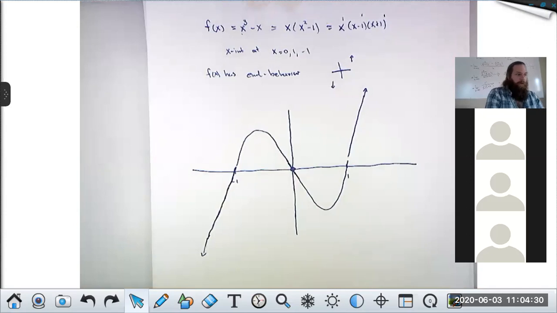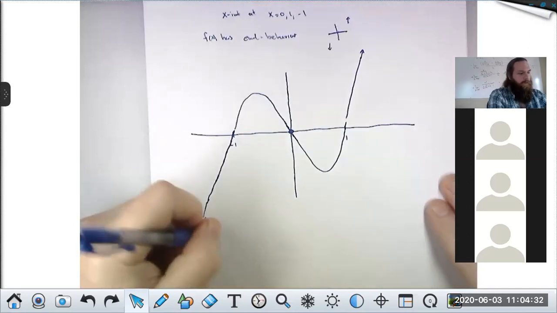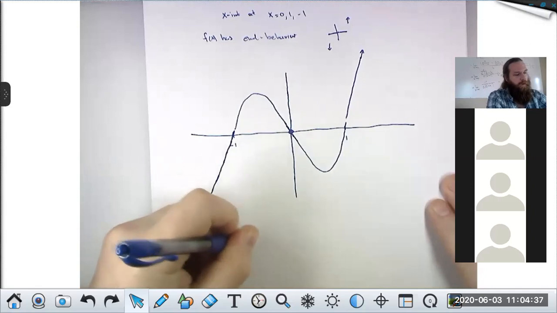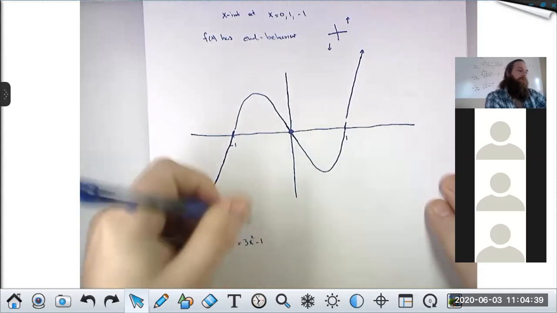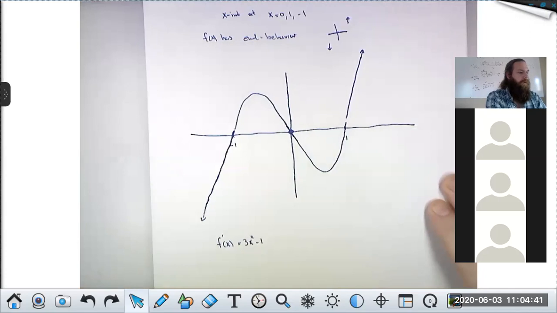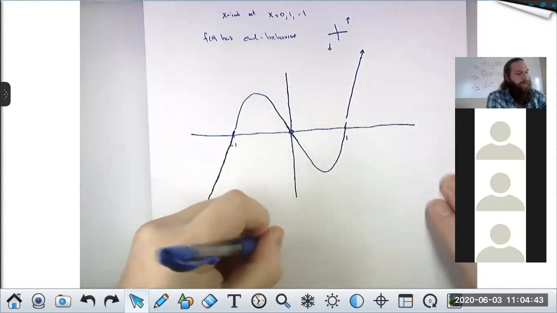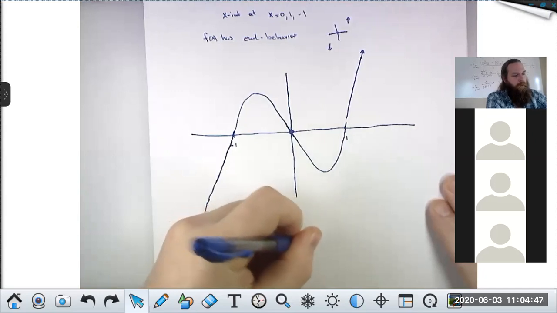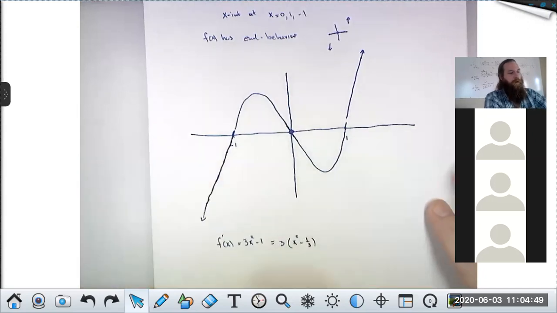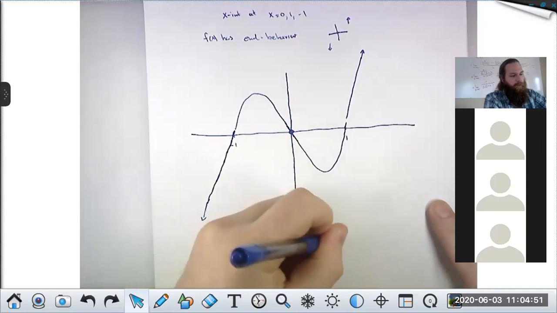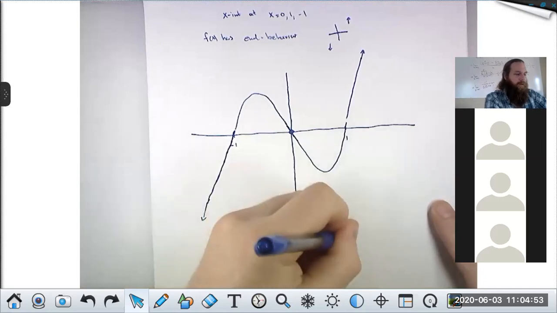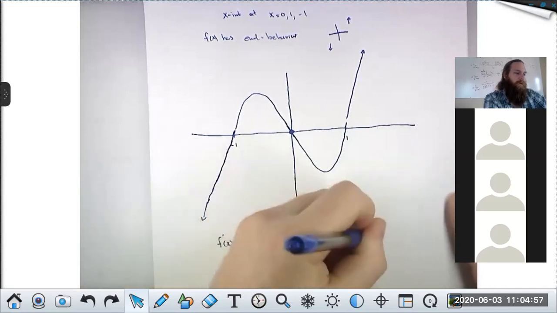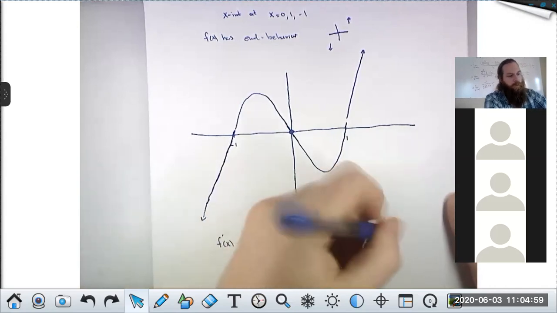f prime, the derivative, is 3x squared minus 1. I can factor out a 3, and what's left is x squared minus 1/3. And that can be factored as a difference of squares. That's x minus the square root of 1/3 times x plus the square root of 1/3.